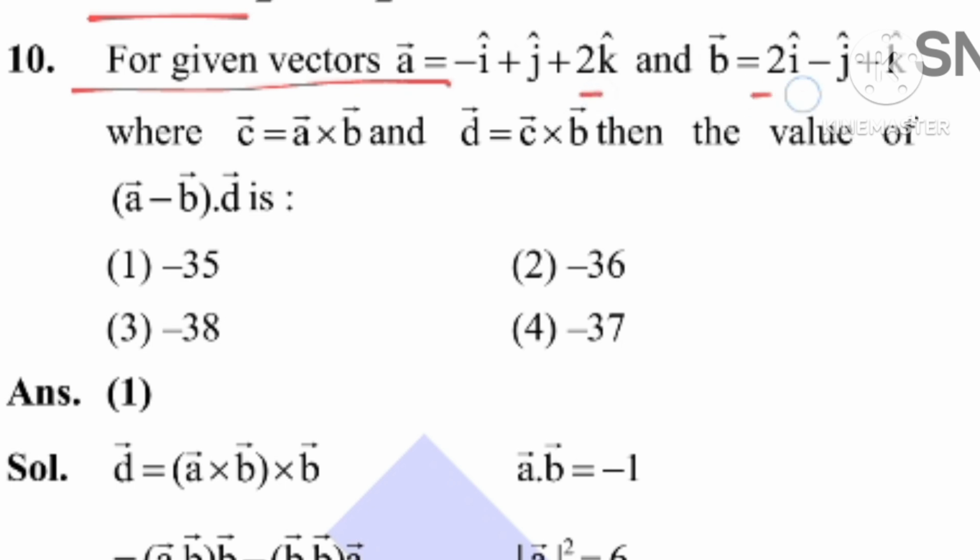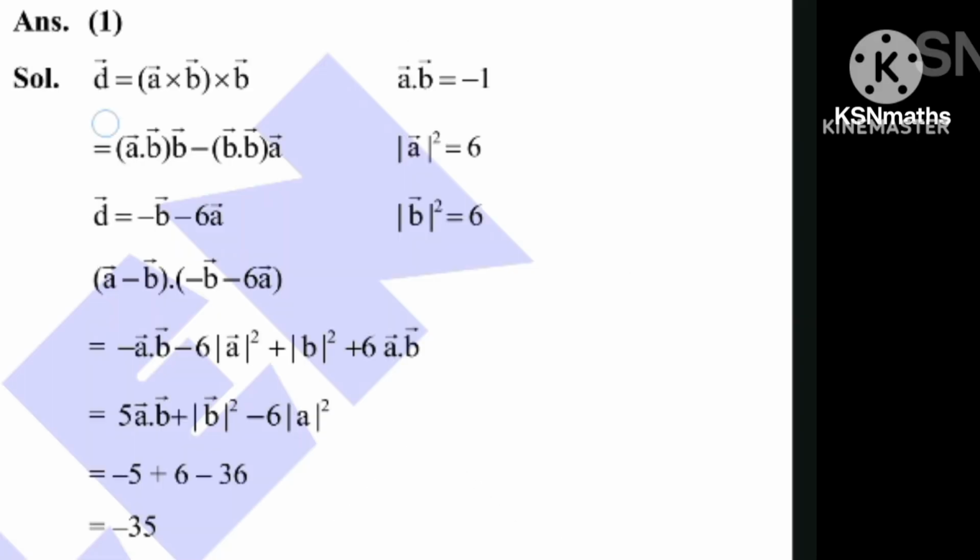Question number 10. For given vectors a bar equal to minus i plus j plus 2k, b bar is equal to 2i minus j plus k, where c equal to a cross b, d equal to c cross b, then the value of (a minus b) dot d is. So here d is equal to c cross b. What is c? a cross b. Now a cross b cross b, we know the formula: (a dot b) into b minus (b dot b) into a.